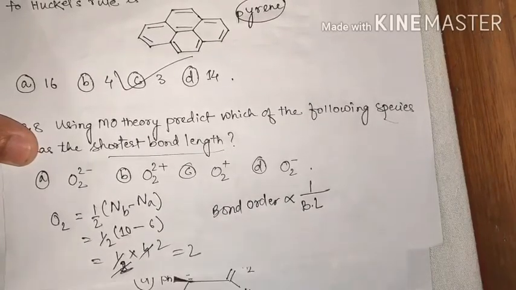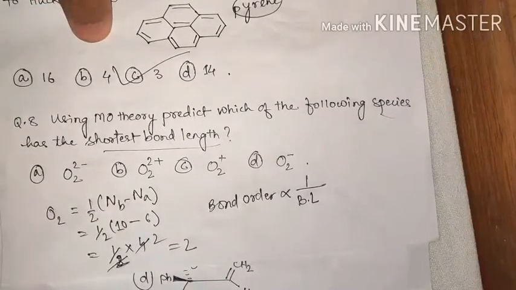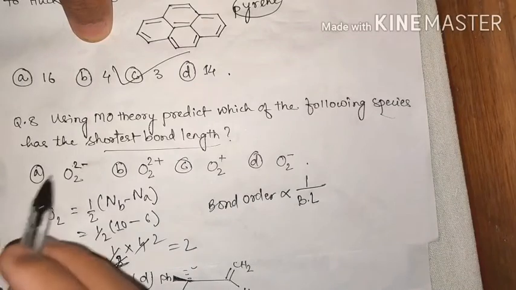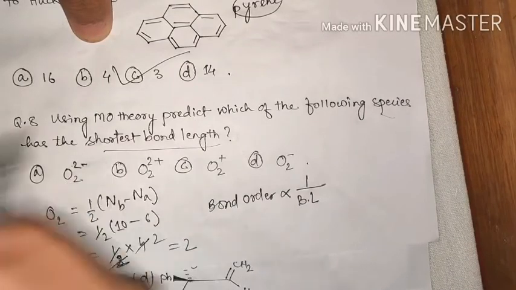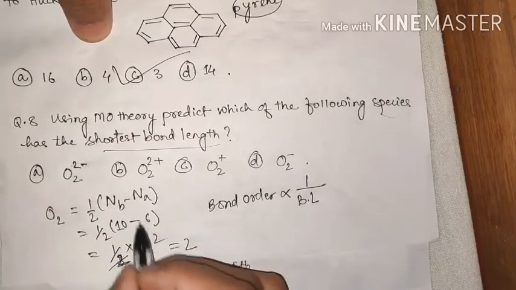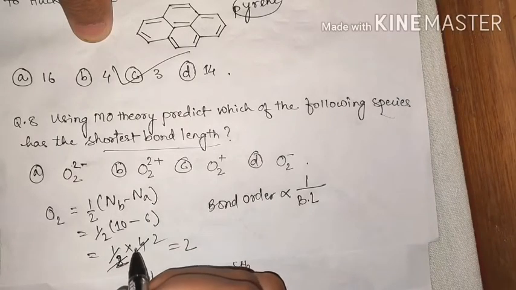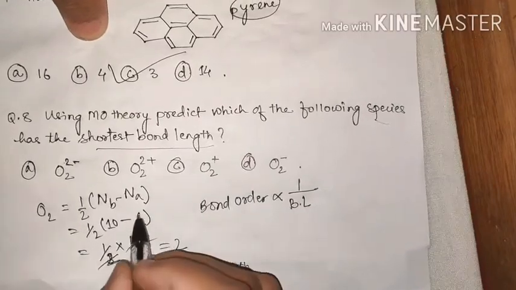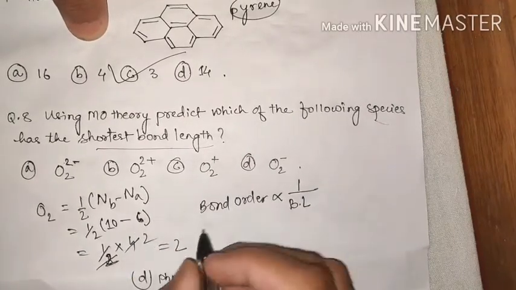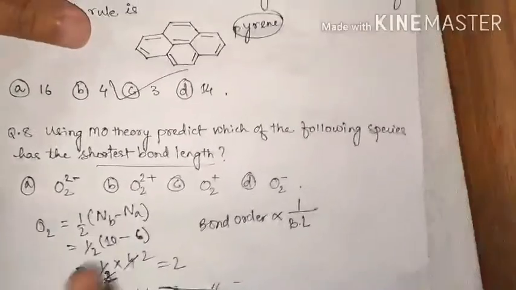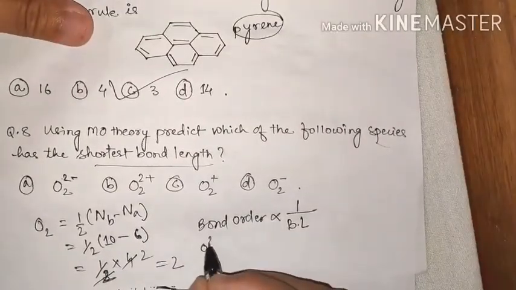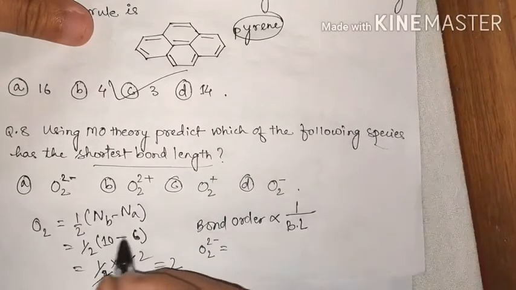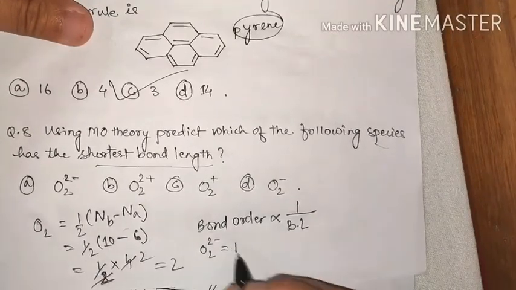2. Now the question is O2 2 negative. O2 2 negative means we have to add 2 more electrons. Where? Here. If we add 2 more electrons here, then we are going to get 6, 7, 8. So 10 minus 8 is 2. So 2 by 2 is 1.